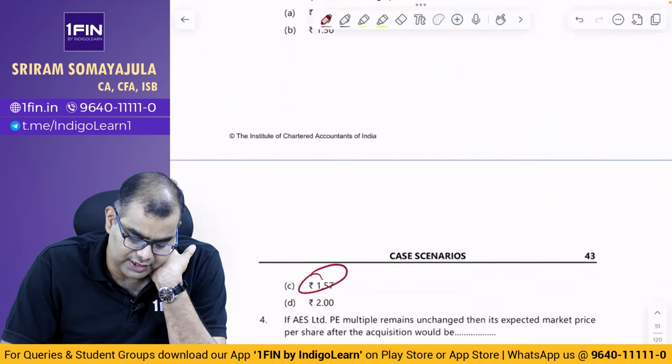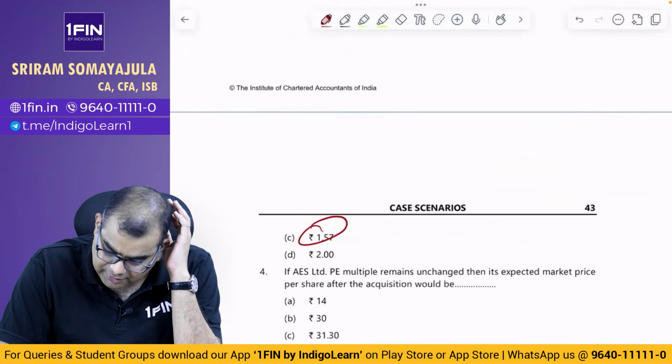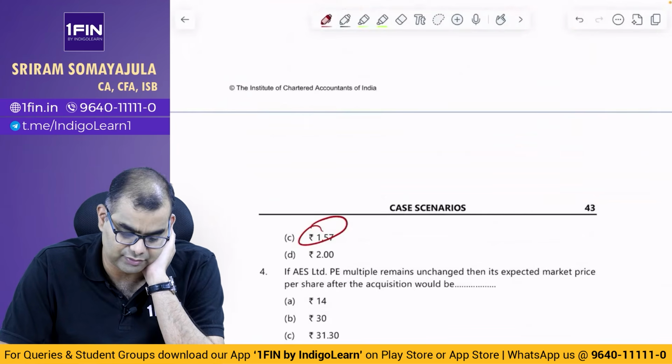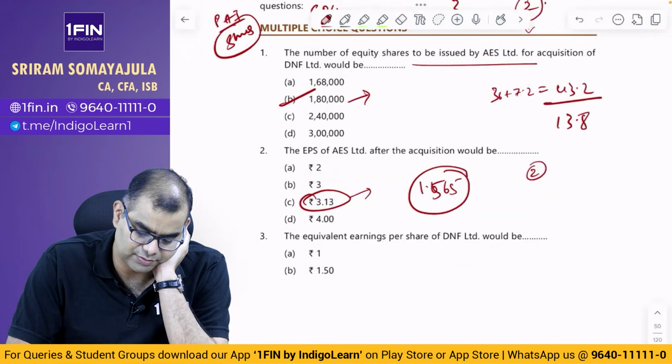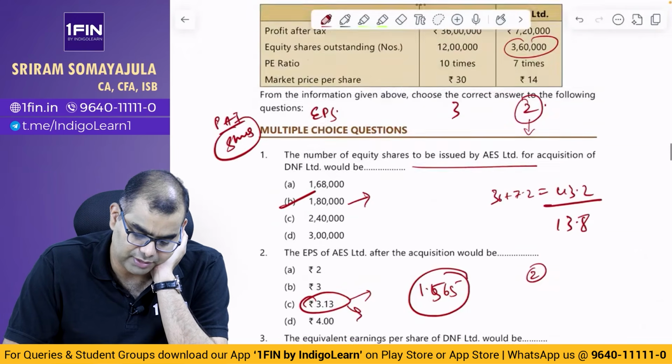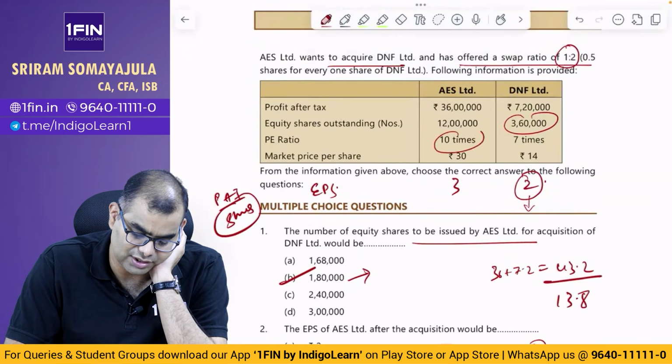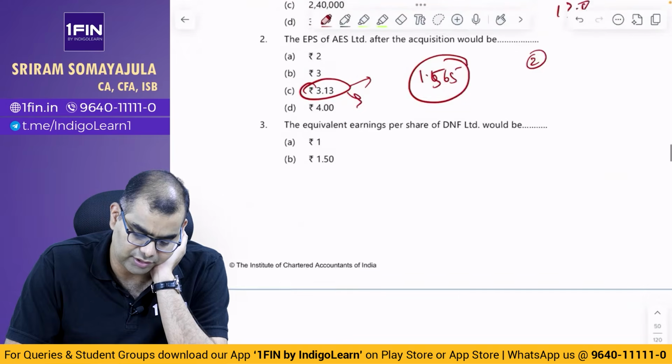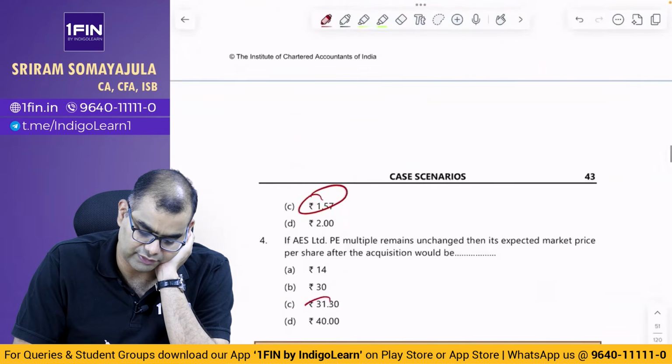Yes. Then, if AES Limited's PE multiple remains unchanged, what is the expected market price after acquisition? So what is the EPS post acquisition? 3.13. The PE multiple is unchanged. The PE ratio is 10 times. So 10 into 3.13 is 31.3.